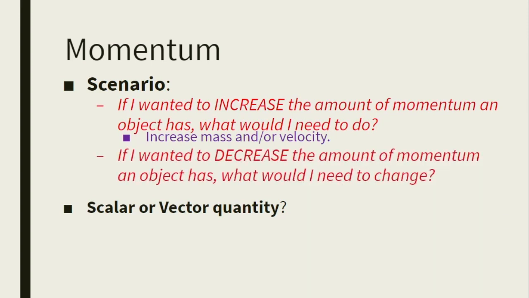On the other hand, if I wanted to decrease the amount of momentum an object has, I would need to do what? Well, I would need to decrease mass or velocity, because again, momentum equals mass times velocity. They are directly related. As one of those increases, momentum will increase. As one of those decreases, momentum will decrease, assuming you're keeping the other one constant.